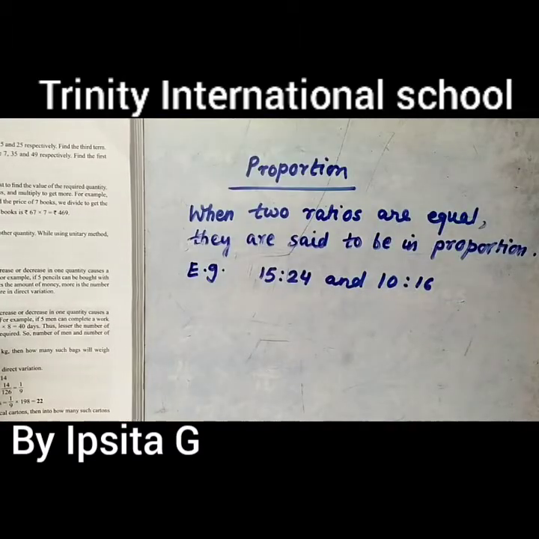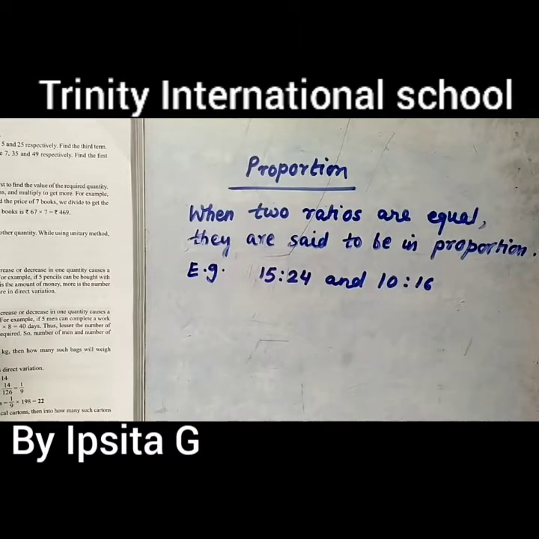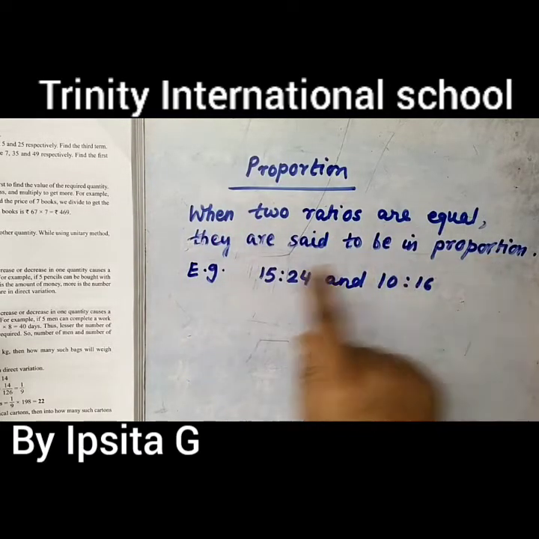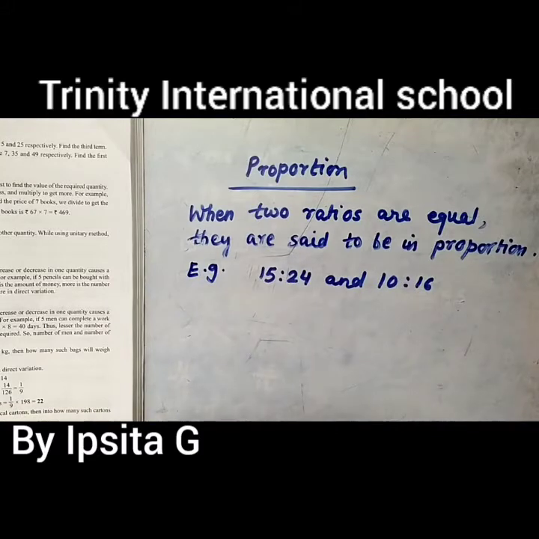Now students, we have already discussed ratio. Ratio is a comparison of two quantities by division. Now what is proportion? When two ratios are equal, they are said to be in proportion. So the statement is, when two ratios are equal, then they are said to be in proportion.